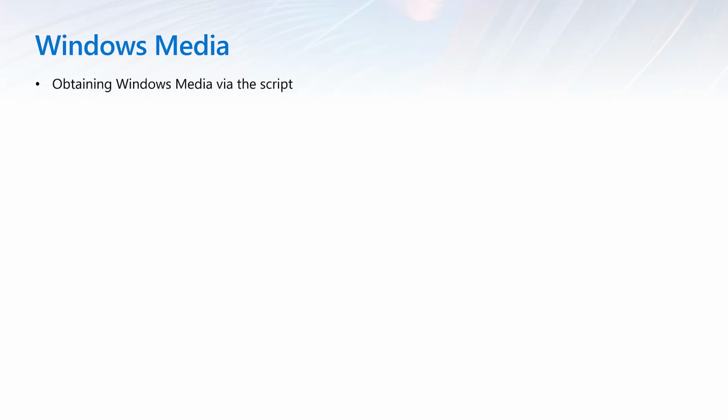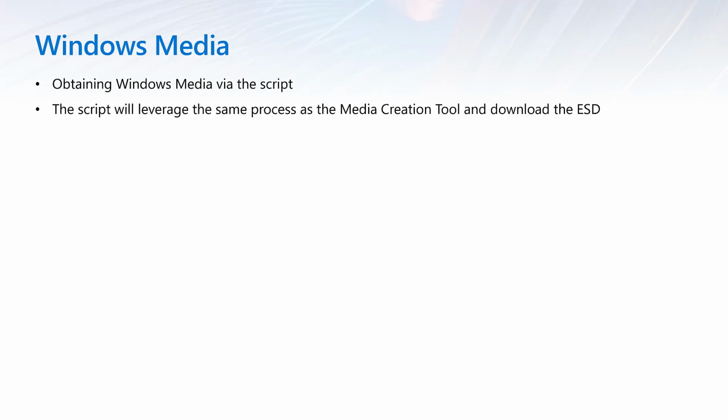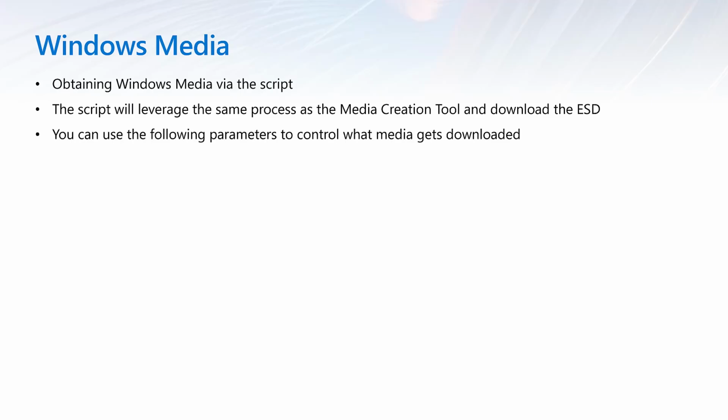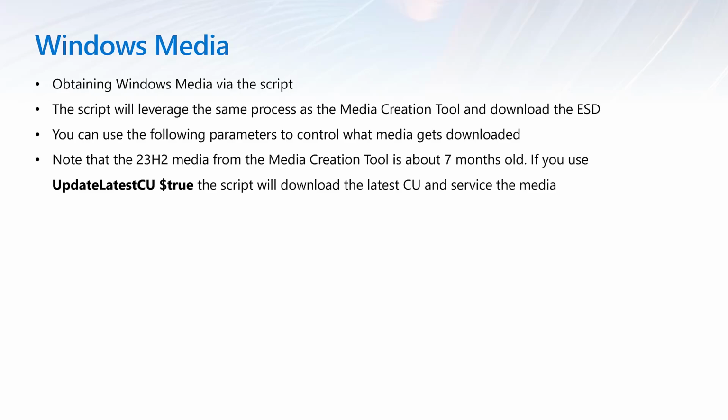Okay, so now how do we obtain the media through the scripts? So the script leverages media creation tool, like I mentioned earlier, to download an ESD file. Now you can use the following parameters, and we're going to have a table here that's going to show up in a second, to control what media gets downloaded.